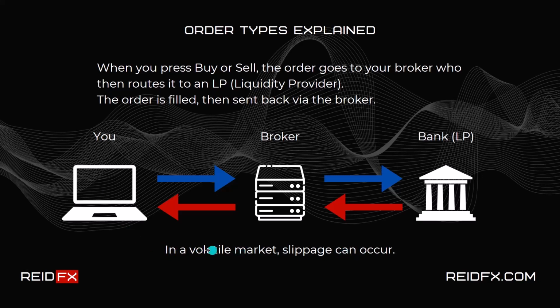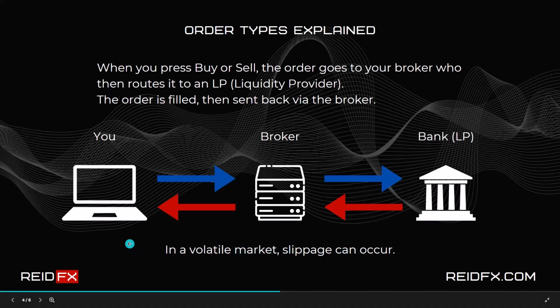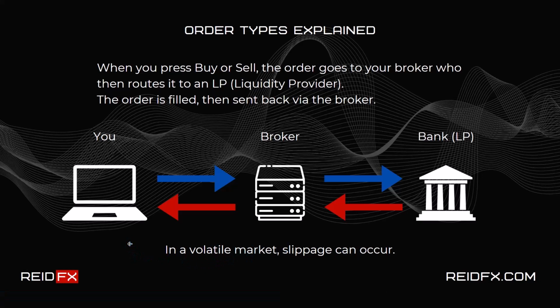In volatile market conditions, however, the slippage is noticeable. So if the market is moving very, very quickly due to news or something like that, and you press buy or sell then, these few milliseconds that it takes for this to travel halfway around the world and back to you can actually lead to a significant price difference in your order. So be aware of that.